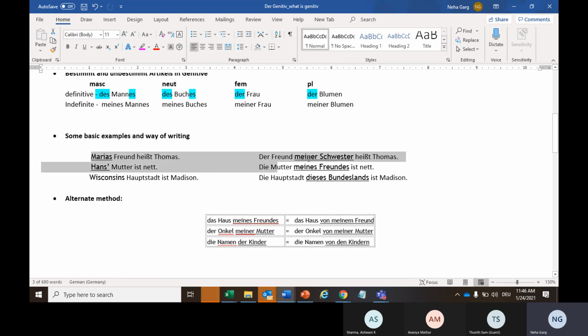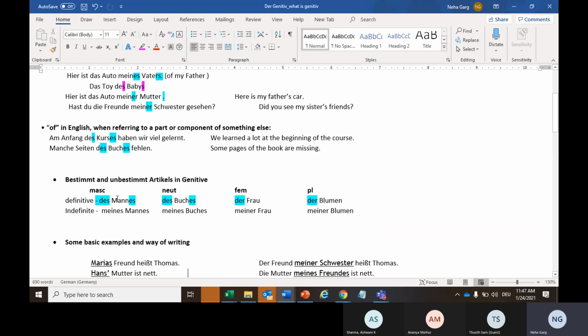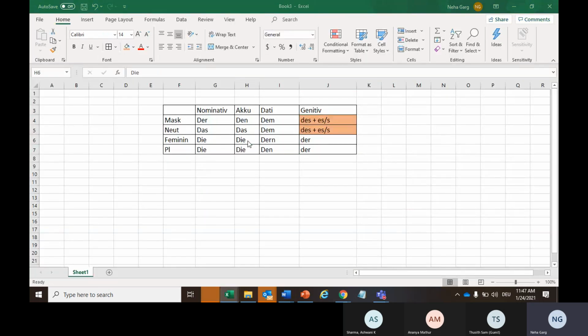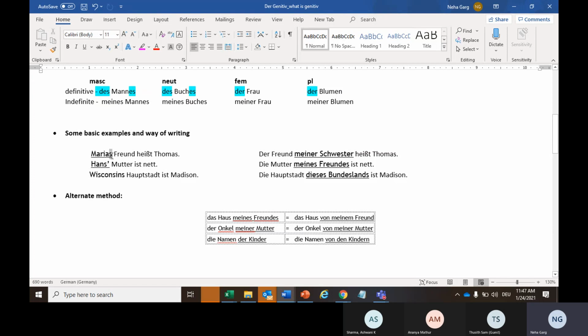Now, see some basic examples here. Marias Freund heißt Thomas. So you can write any sentence in terms of possession this way, like I told you, with the usage of these articles, or you can simply write it this way. When we have somebody's name, obviously with a name we don't use these articles. So there, we just add extra s like we add in English. But in English, we add apostrophe s. In German, we don't add apostrophe s. We just add simply s.